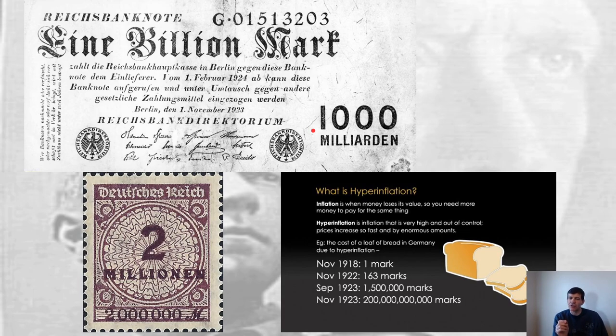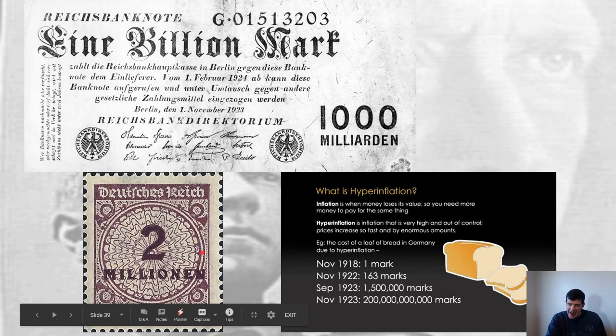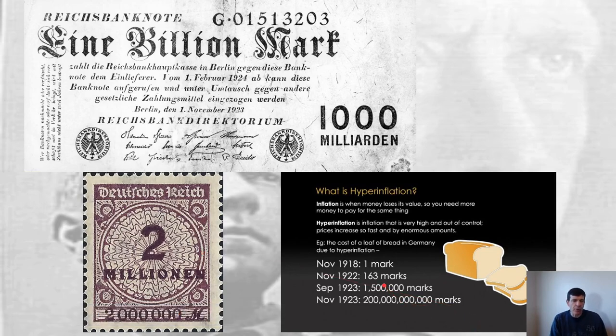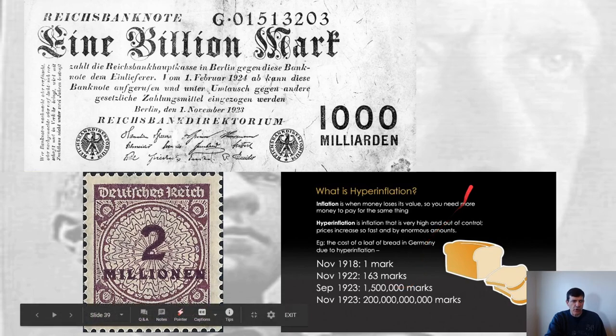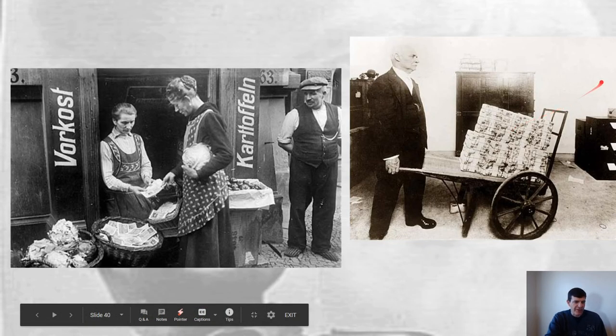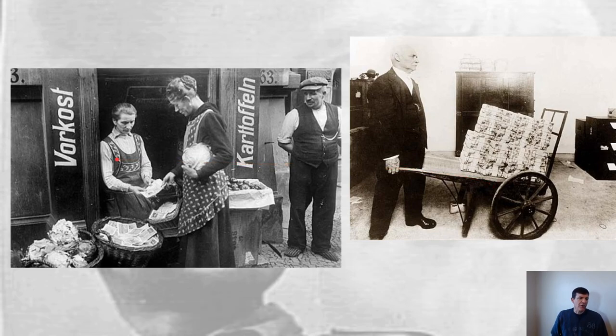In fact, they were printing on paper so thin it was literally thinner than toilet paper. That is a postage stamp for 2 million marks. It would cost 1.5 million marks to buy a loaf of bread by September of 1923. Money became incredibly worthless. Here is the wheelbarrow of money, jokingly, to go pay a paycheck. Here is people giving barrels of money to buy bread.